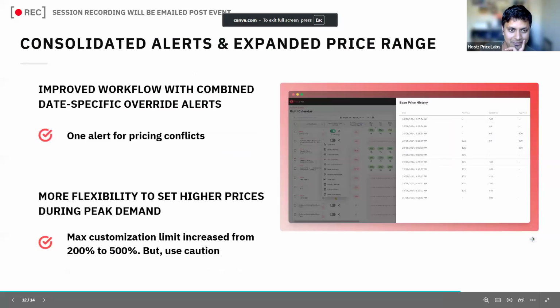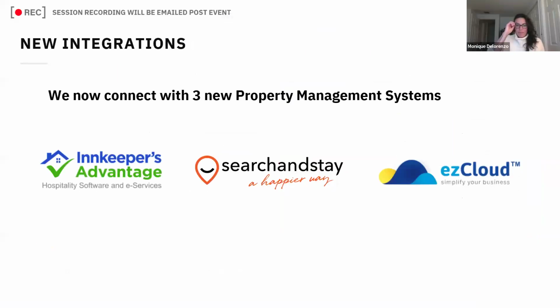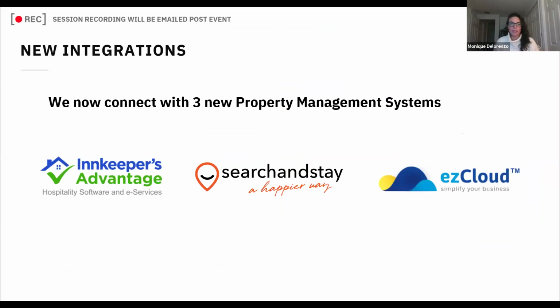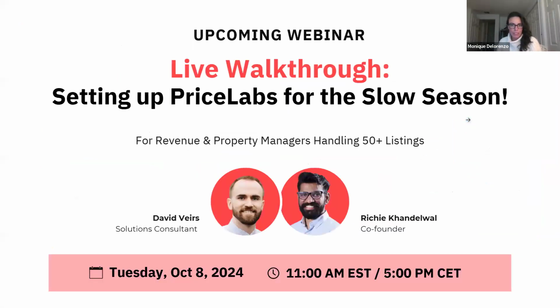Now, Monique, you want to pick this one? Yep. So just super quickly, I know we're already a few minutes over here, but we do have 3 new integrations for PMSs. We now integrate with Innkeeper's Advantage, Search and Stay, and Easy Cloud. You can find the help articles to integrate and connect your listings for any of those in our knowledge base. And with that, that's the final update, unless you have anything to add on this, Anurag. I think everyone here is probably already using a PMS that they're pretty happy with, but just an FYI.